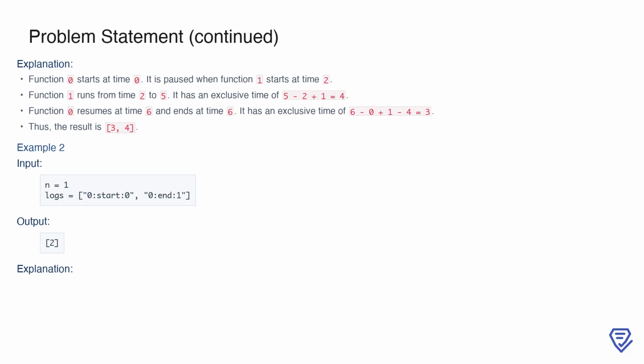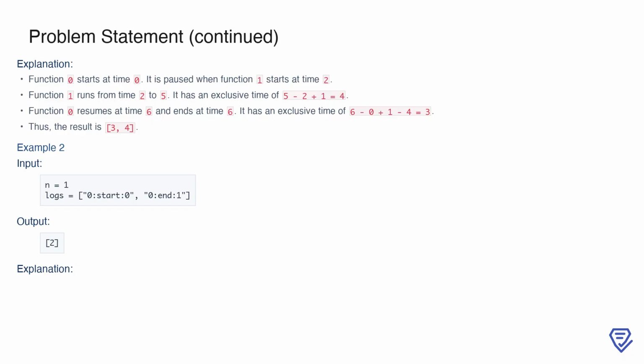In the first example, function 0 starts at timestamp 0 but is paused when function 1 starts at timestamp 2. Function 1 then runs until timestamp 5, resulting in an exclusive time of 4 units, calculated as 5 - 2 + 1. After function 1 finishes, function 0 resumes at timestamp 6 and ends at the same timestamp. The exclusive time for function 0 is calculated as 6 - 0 + 1 - 4, which equals 3 units. Hence, the result is 3, 4.